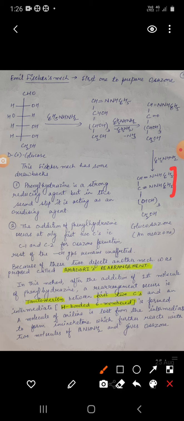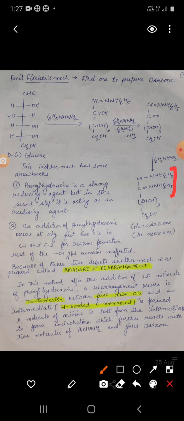Only these 2 carbons, and the rest of the carbons are left untouched. Why is such partiality being done? Why are only the first 2 carbons treated as privileged and the rest of the carbons ignored? The reason for this is not explained in the Fischer mechanism. To understand what is actually happening and why only the first 2 carbons are being attacked by the phenylhydrazine molecule and the rest of the molecule retains its configuration, this was very beautifully explained by Amadori's rearrangement.